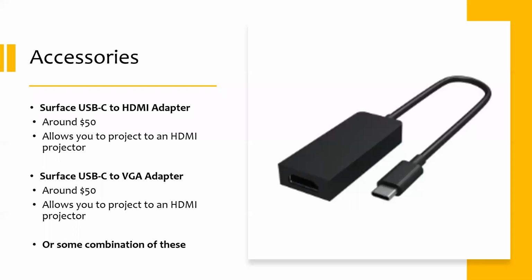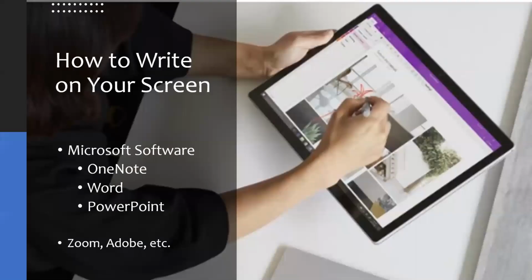Now let's talk about how we go about using the Surface to write on our computer. You must have the Surface, of course. You have to have a stylus, and then you have to have some type of software that will allow you to write on your screen. The software that I most typically use is OneNote, that's a Microsoft software. I use Word, and I also use PowerPoint. And I'm going to show you examples of all of these different softwares and what the writing looks like.